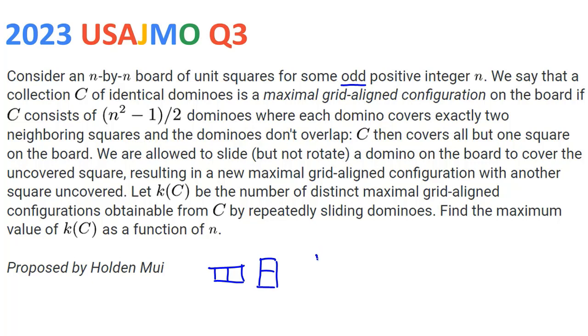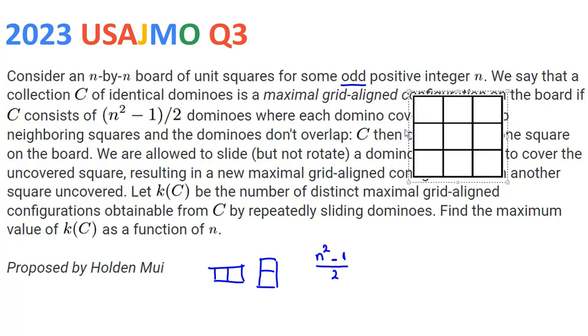So look here, it says C then covers all but one square on the board. We have n squared cells, the number of cells. It is odd because n is odd. So if we want to cover with dominoes, we should subtract 1. Now it will be even. And if we divide by 2, it will be the number of dominoes.